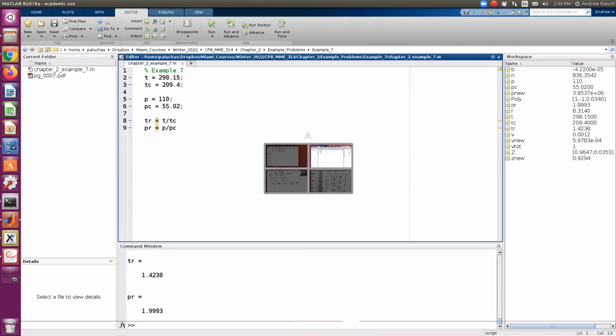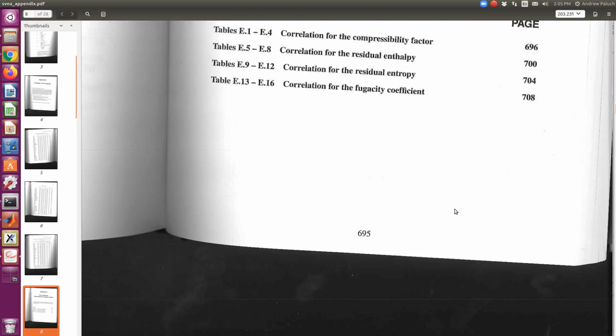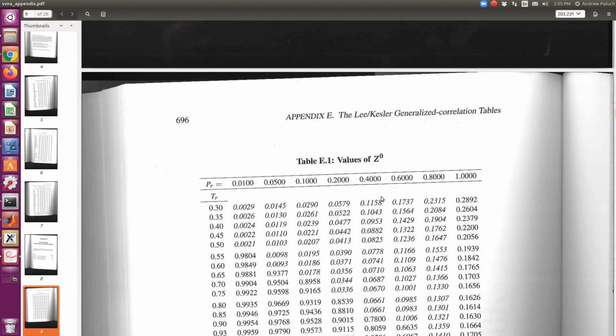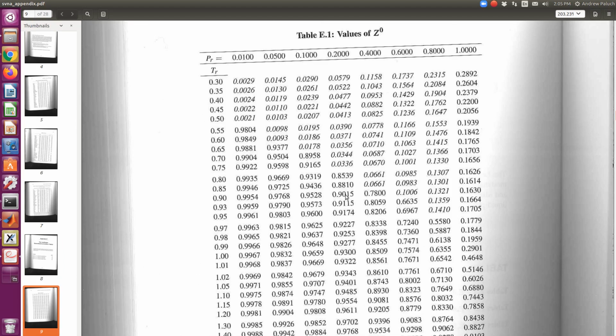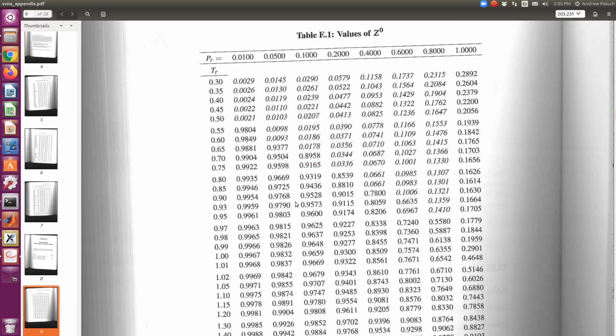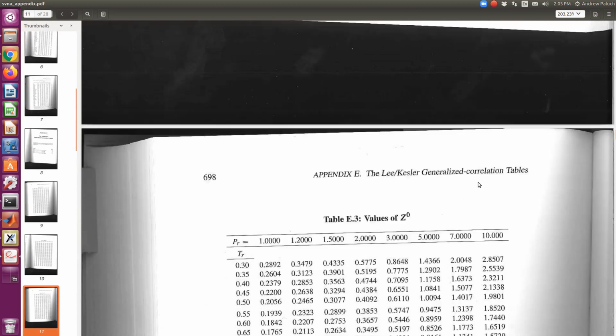So now what I'm going to do is back in the appendix, I'm going to scroll down to the Lee Kesler tables. Okay. All right, and so now we have tables for Z naught, and then there's tables for Z1. So in theory here, I only need Z naught, since omega is 0, I don't need the Z1 term. And so TR is 1.4238, and PR is 1.9993. Okay. So I need to go to the next table. This PR table ends at 1. So I'm going to keep going.